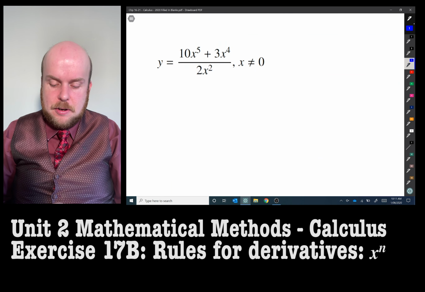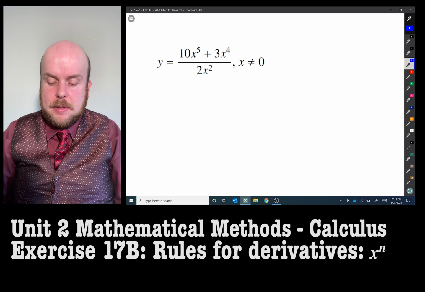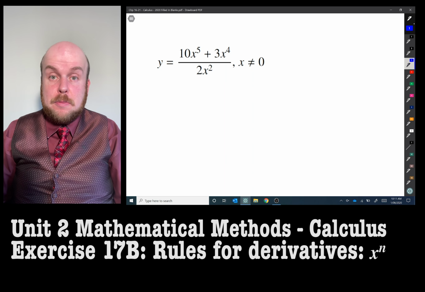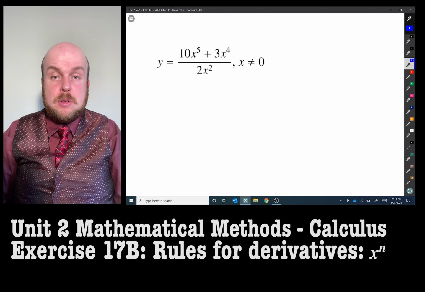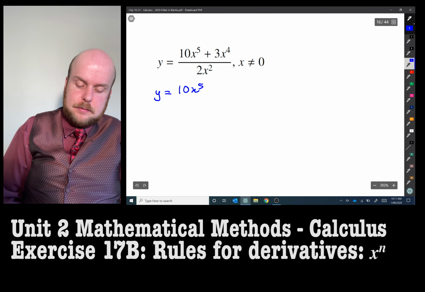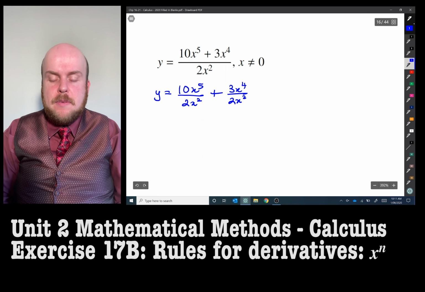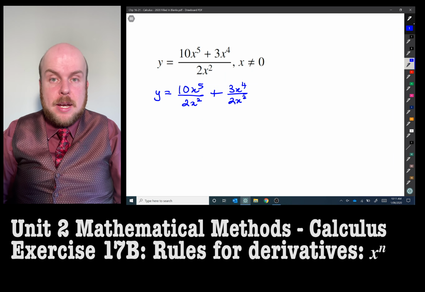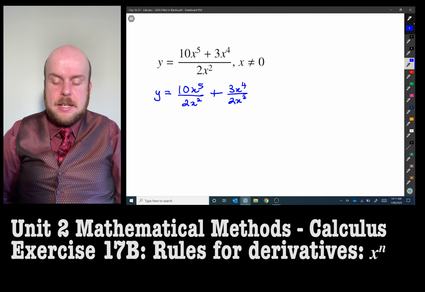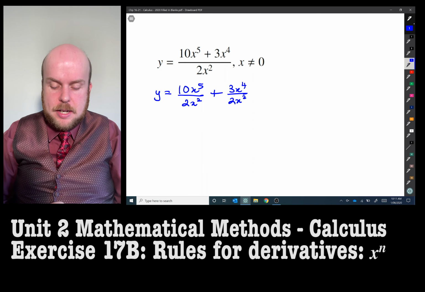Yikes, I've got this horrible fraction here of 10x to the power of 5 plus 3x to the power of 4 over 2x squared. So before I even begin with this, what I'm going to do is simplify. So when you've got something plus something in the numerator, all over the same denominator, that's essentially the same thing as what I've written down here.